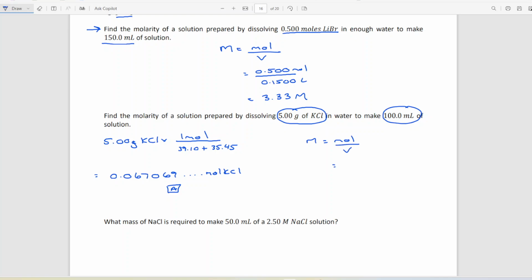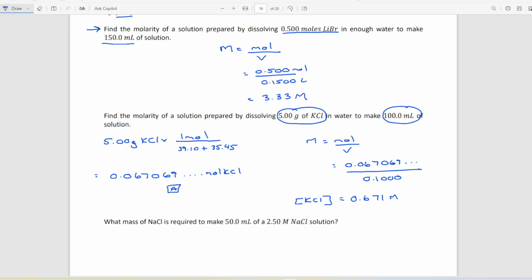So we're going to put that recall A, or that 0.067069 dot dot dot divided by 100 milliliters in liters is 0.1000, maintaining sig figs. And then my calculator has that answer in it. So I'm just going to divide it by 0.1. And that is going to give me a concentration of 0.671 to 3 sig figs molar, right? And so then this would be the concentration of potassium chloride.